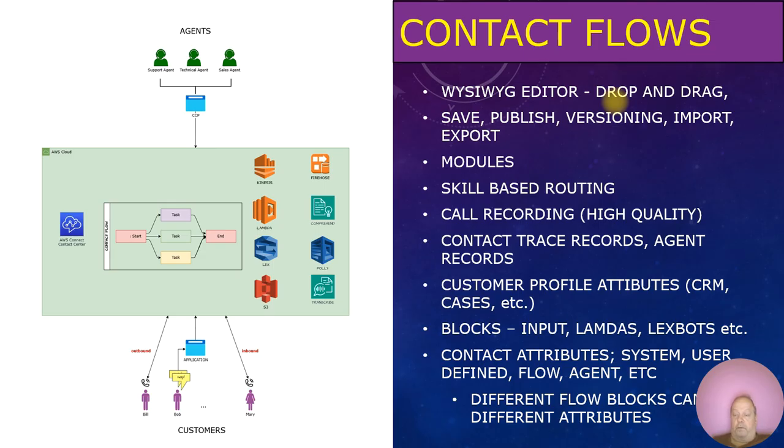They could be user defined. They could be flow scoped. They could be agent attributes. Anything can be used in the flow, and it could be used in the text to speech. So you would expect a prompt to say, "Hello, Mary. Thank you for being a gold customer. What can I do for you today?"